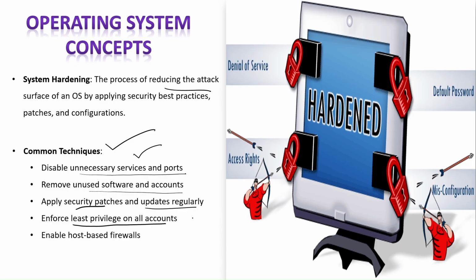And enforce least privilege on all accounts. Least privilege means that all accounts should only have the permissions they need to do their job and day-to-day tasks. And enable the host-based firewall. Each operating system has its inherent firewall that needs to be enabled. For example, Linux has the iptables firewall and Windows has the built-in Windows Firewall, so you need to turn them on.